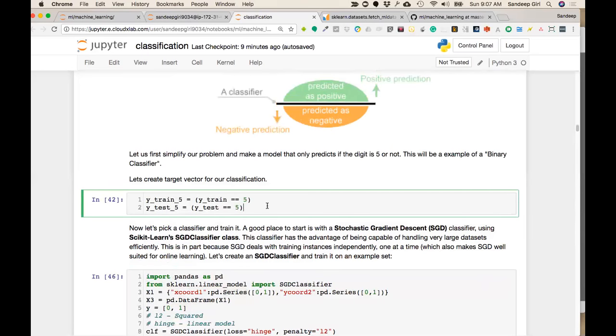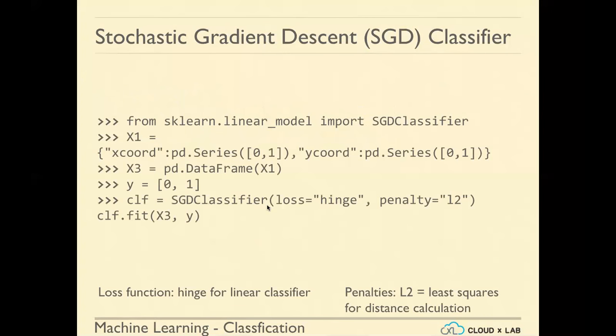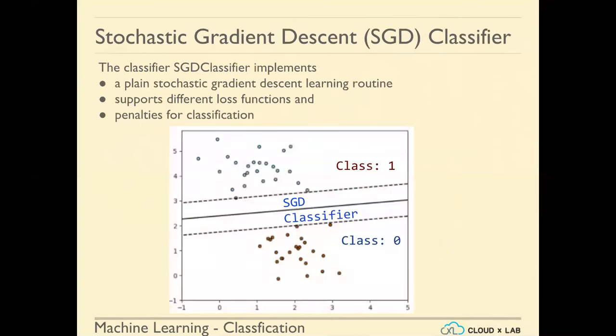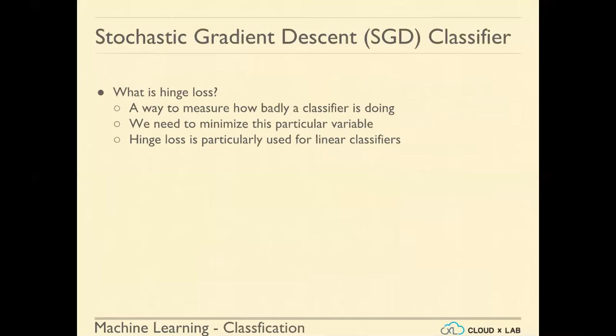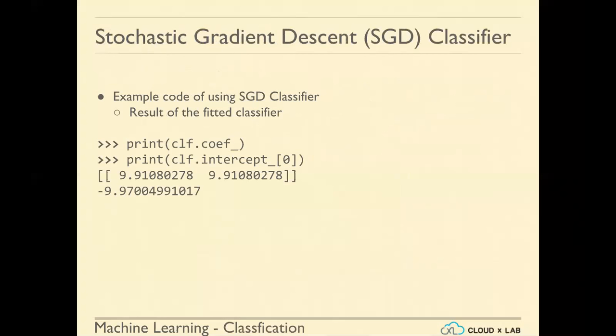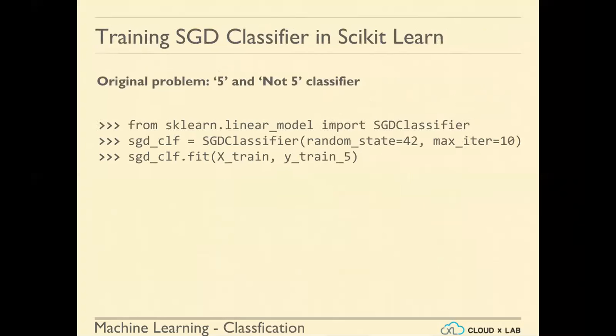All right, now going back to our question. So let's try to convert our problem into 5 or not 5. That's what we are going to convert it into. Did we do this earlier? Yeah. All right, so this is done, this is done, this is done.